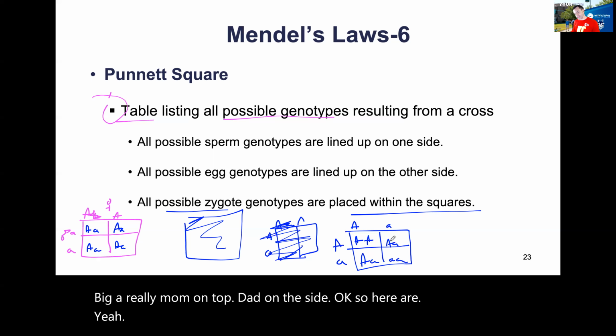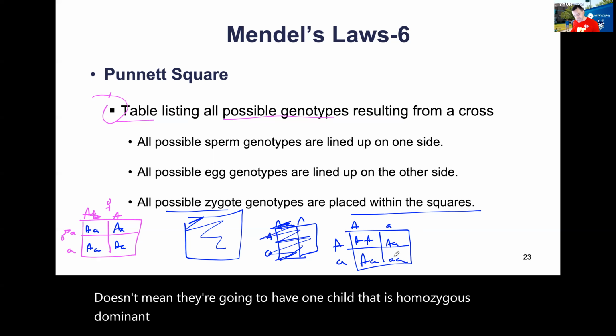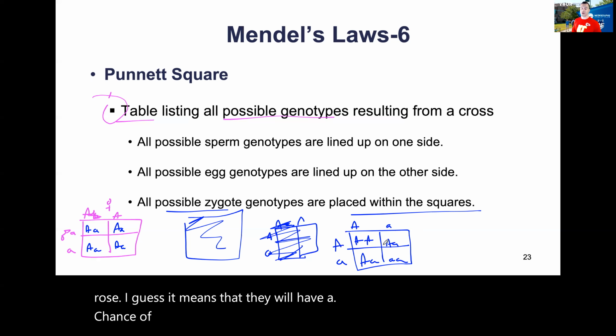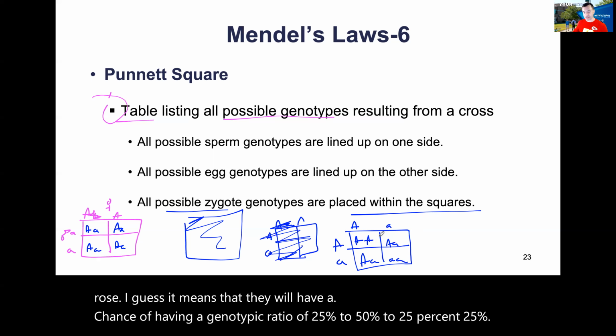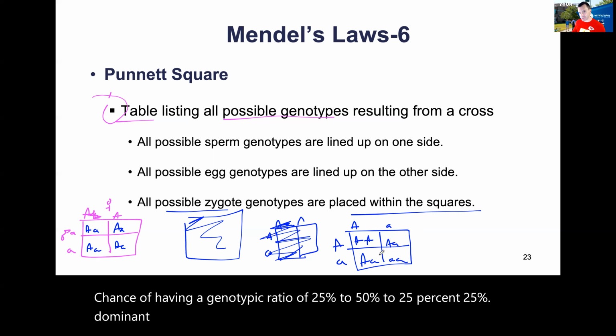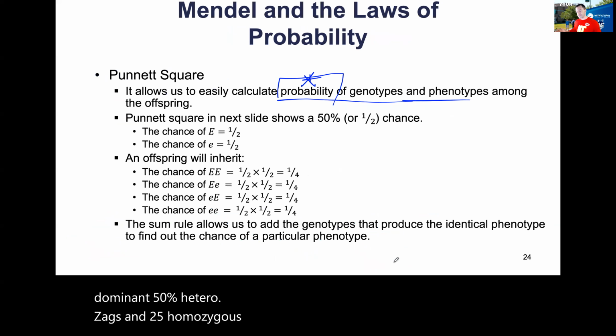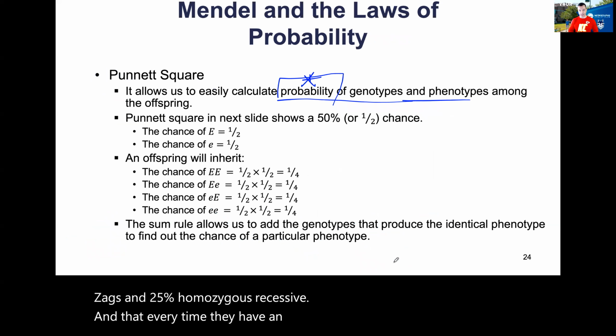Okay. It doesn't mean they're going to have one child that is homozygous dominant, one child that's homozygous recessive, and two that are heterozygous. It means that they will have a chance of having a genotypic ratio of 25% to 50% to 25%: 25% homozygous dominant, 50% heterozygous, and 25% homozygous recessive. And every time they have an offspring, it's always going to be that. So it gives us that breakdown.